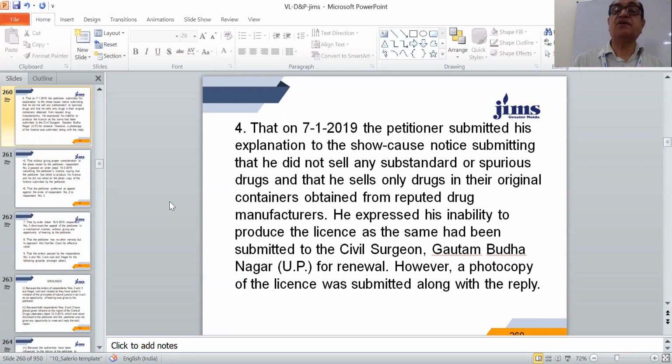So this is the reply of the petitioner, that he is submitting his explanation to the show cause notice that he never sold any substandard or spurious drugs and he sells only drugs in their original packing as received from the drug manufacturers. And why he could not produce his license, he has explained it, and he expressed his inability to produce the license as the same had been submitted to the civil surgeon Gautam Buddha Nagar, UP for renewal. But the petitioner submitted a photocopy of the license along with this reply.